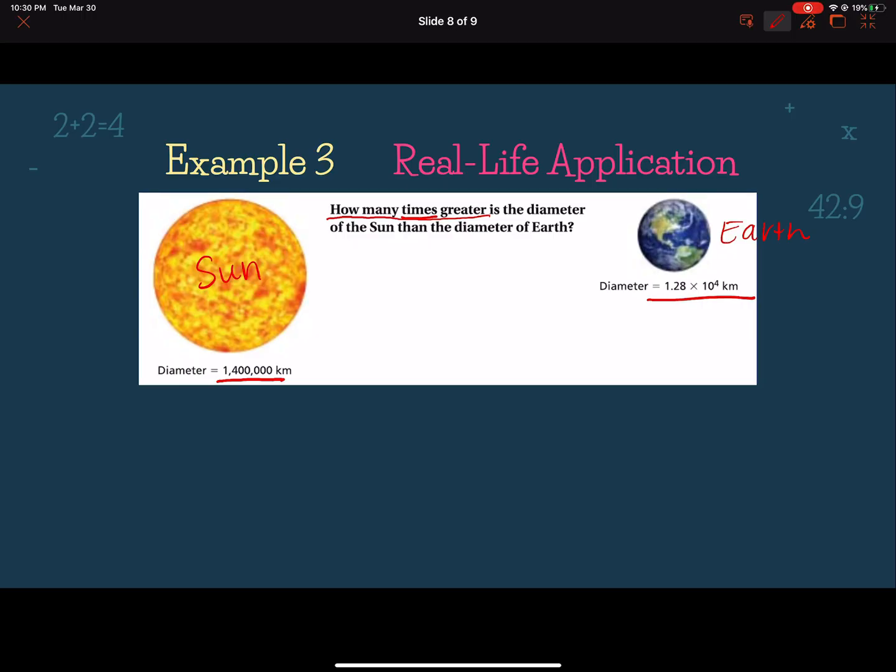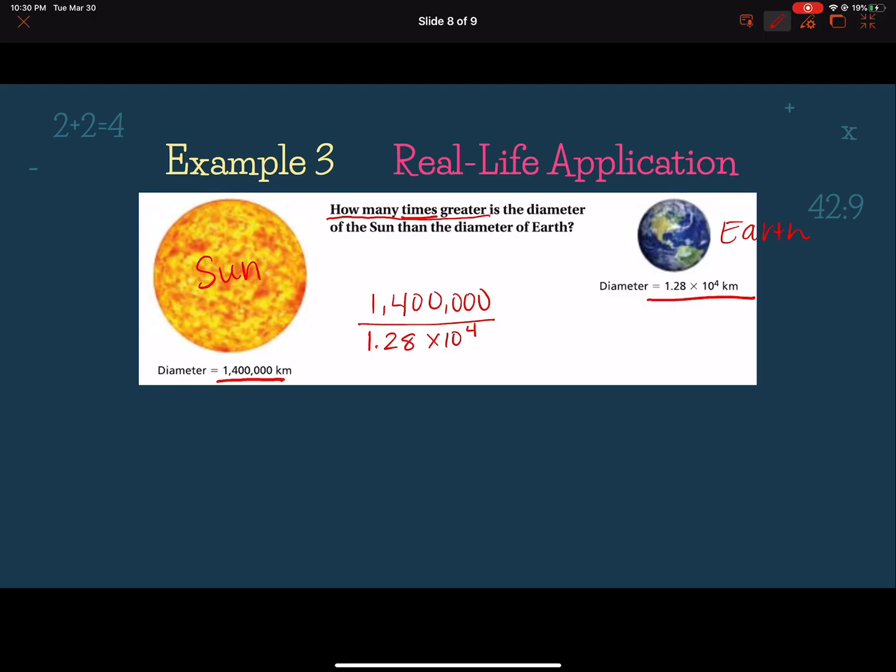And I want to know how many times greater the sun is. The sun is 1,400,000 kilometers. Then the Earth, and the Earth is 1.28 times 10 to the 4th kilometers. Now, I could go ahead and convert the sun to scientific notation and then divide them, but you don't have to, because the calculator is going to do all that for you as long as you have it set in scientific notation mode.